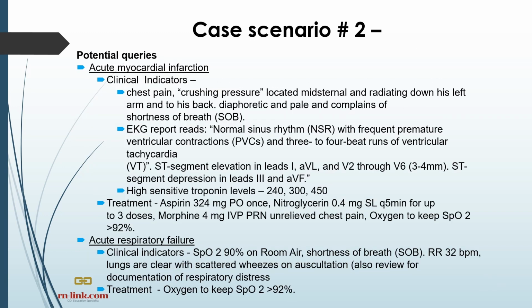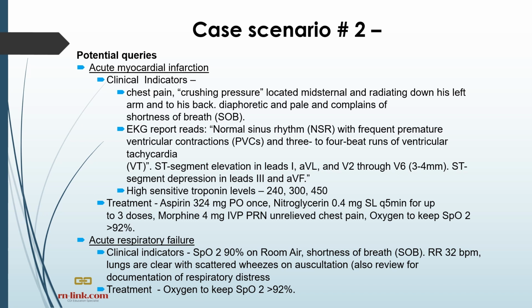Potential queries for case number 2. 1. Acute myocardial infarction. Clinical indicators. Chest pain, crushing pressure located mid-sternal and radiating down his left arm and to his back. Diaphoretic and pale and complains of shortness of breath.